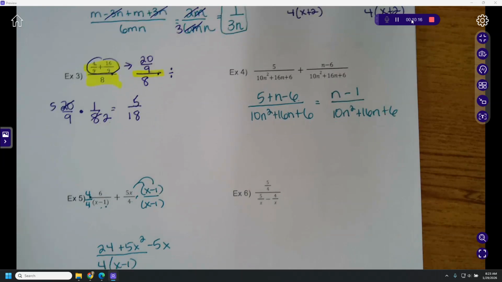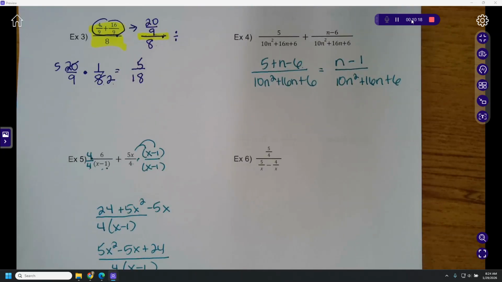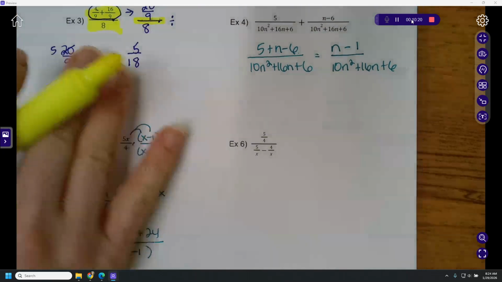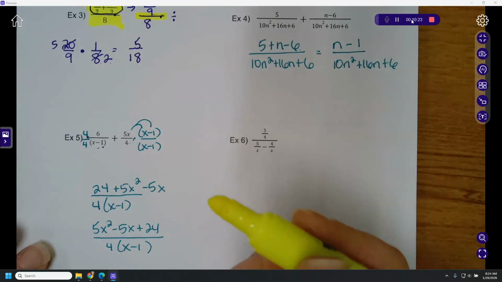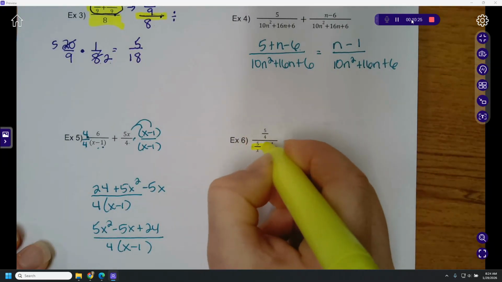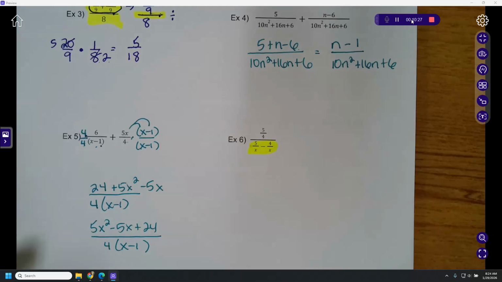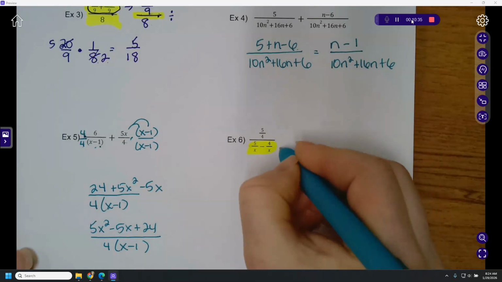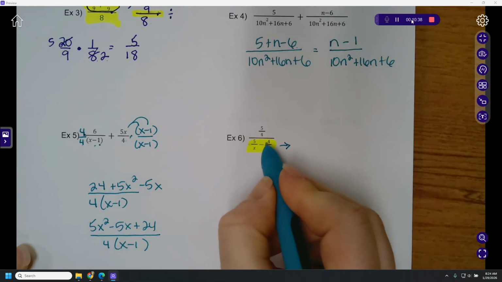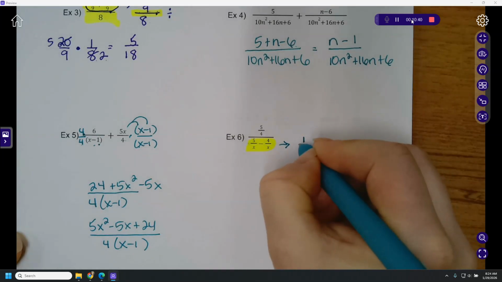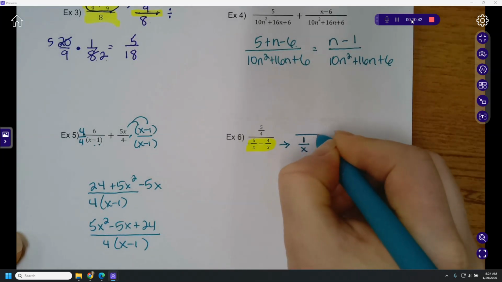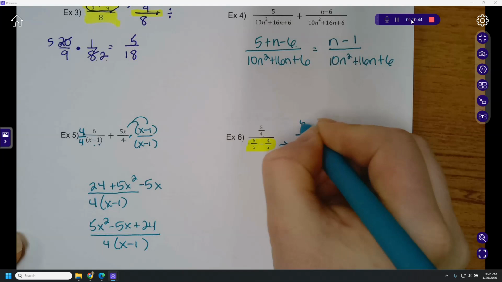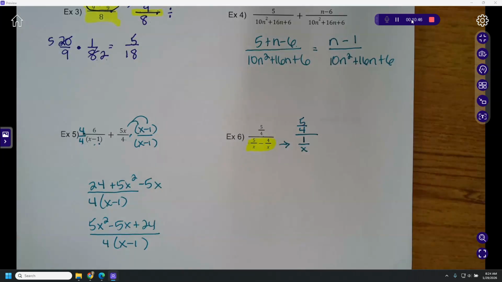All right, and then finally, sometimes we see the same kind of thing with an x in it. Let's look at example 6. So we want to simplify the thing that can be added or subtracted first. On that expression, do you see they both have an x in the denominator? So the common denominator is x. So I'm going to simplify this to 5 minus 4, which is 1 over the common denominator of x. On the top of my fraction, I still have the 5 over 4.